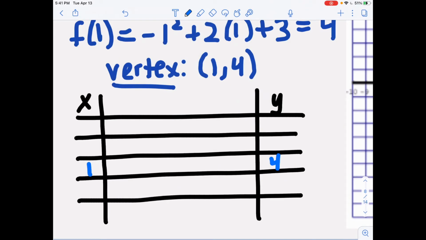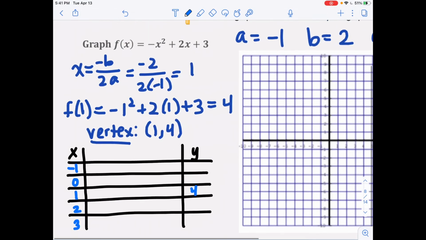All right, and I'm going to choose values below my x value of 1. So in this case, 0 and negative 1. And I'm going to choose values above that x value. So 2, 3. And then what I'm going to do is I'm going to plug in each of these x values into my original function to figure out what my y value is. So we have negative negative 1 squared plus 2 times negative 1 plus 3. All right, as I'm doing this on my paper, you're going to want to do it on yours. All right, so we get our output of 0.